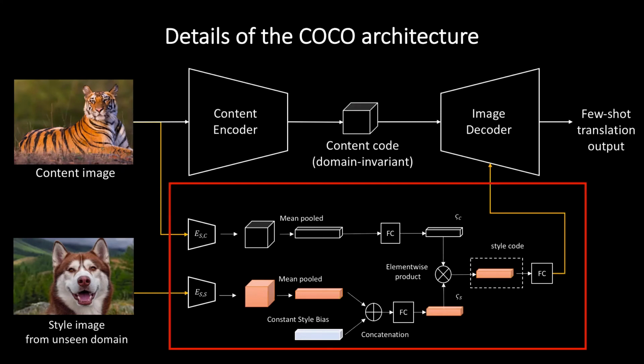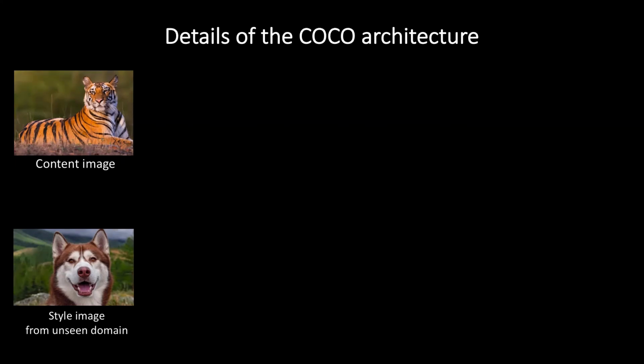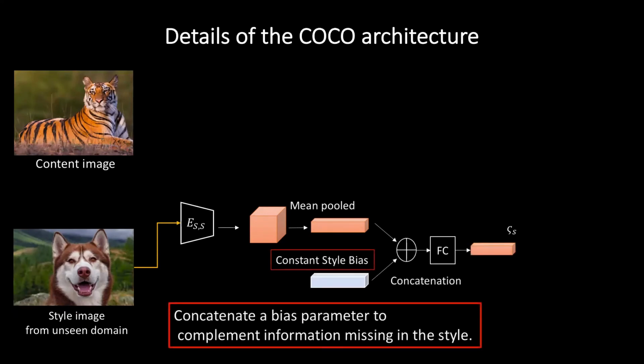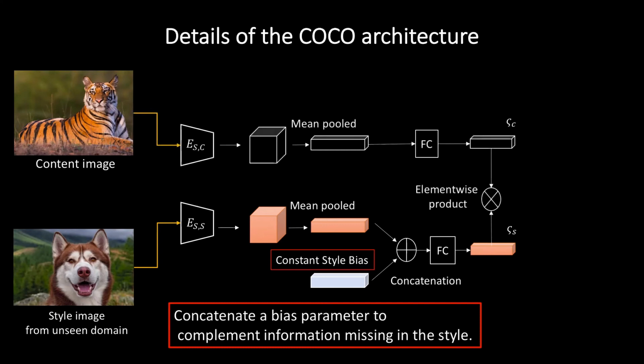Let's look at the overview of COCO. First, since the style image may be missing some body part information present in the content image, we propose to concatenate a trainable bias parameter to complement information missing in the style image. Then we condition the style embedding with the embedding extracted from the content image to extract style information necessary for translation.